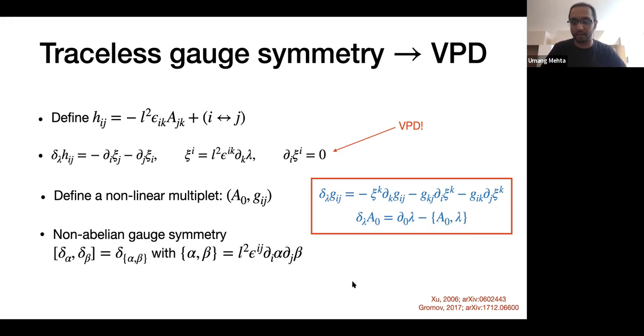I should note that the connection between higher rank symmetry and gravitational physics was first noted in this paper by Xu in 2006. In particular, the connection with volume preserving diffeomorphisms was also noted in a paper by Gromov in 2017. However, they mainly focused on the transformation of the metric and didn't have A0. Also in Gromov's paper, this metric is supposed to be an emergent dynamical field, whereas we're considering an explicit background metric in our case.